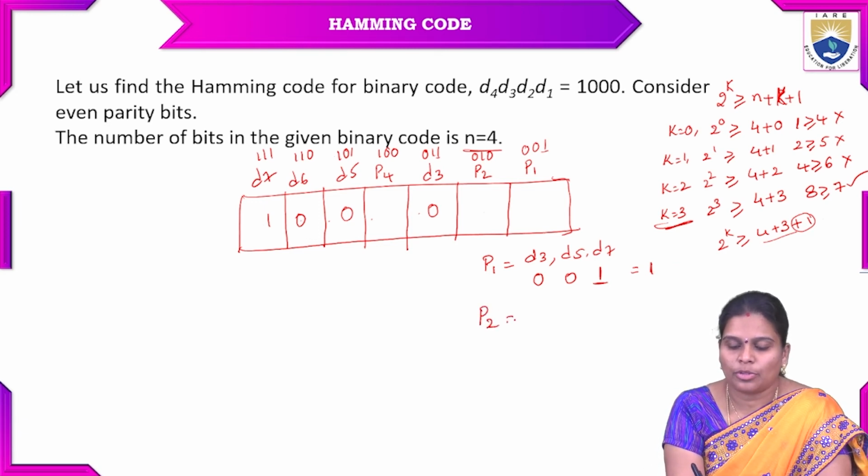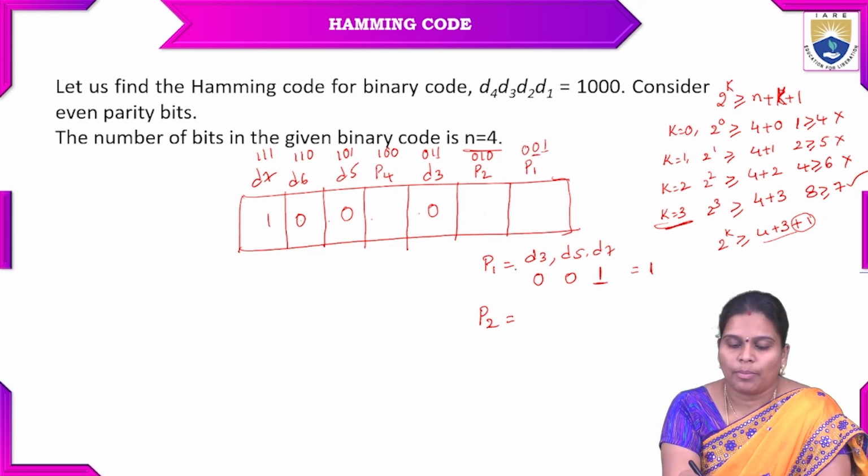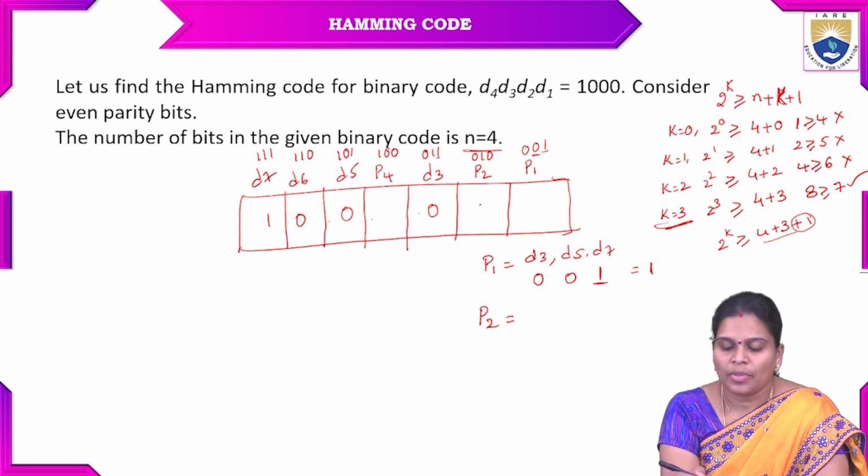Next, we are taking P2, that means concentrating on the next one. Next bit 1, that is P2. In P2 we don't have any data. Next concentrating on D3. In P4 we don't have any data. Coming to D5, the second bit is 1. Next D6 we have 1, D7 is 1. So P2 is D3, D6 and D7. D3 has 0, D6 has 0, D7 is 1.